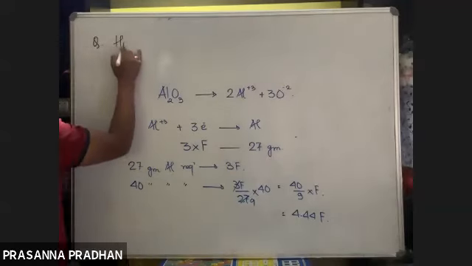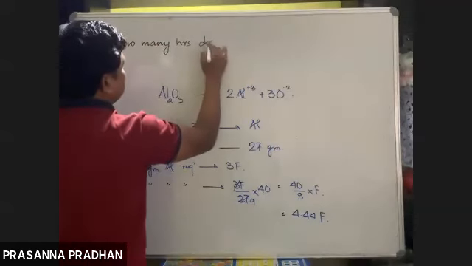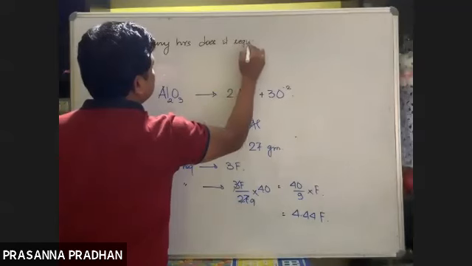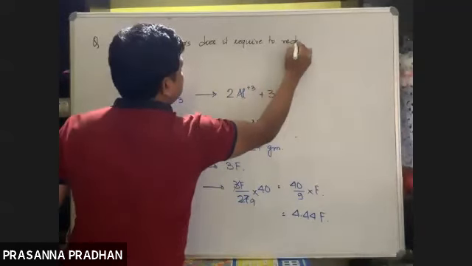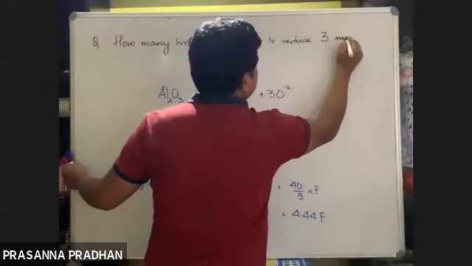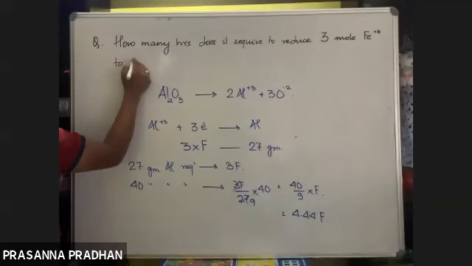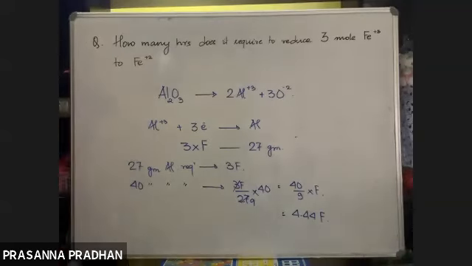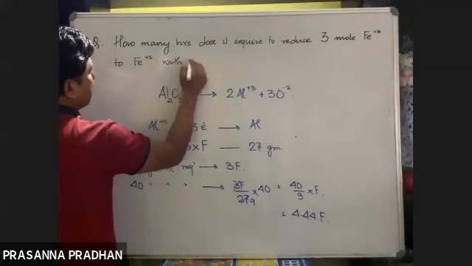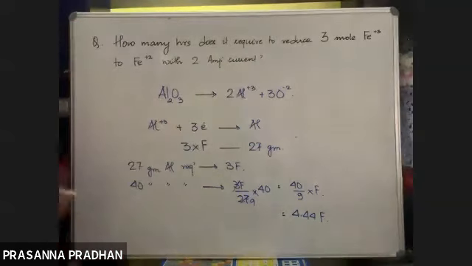Okay, so write it down. How many hours does it require to reduce 3 mole Fe tripositive to Fe dipositive with 2 ampere current? So this is the question.